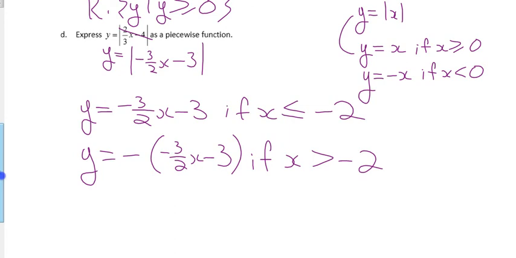If the values of x are greater than negative 2, then you're going to start returning negative values, right? We can see it on the original graph. So we take the negative of that. Now, it's good enough to say the negative of the original, as opposed to actually having to write it as 3 halves x plus 3. Okay, so that's a piecewise function.